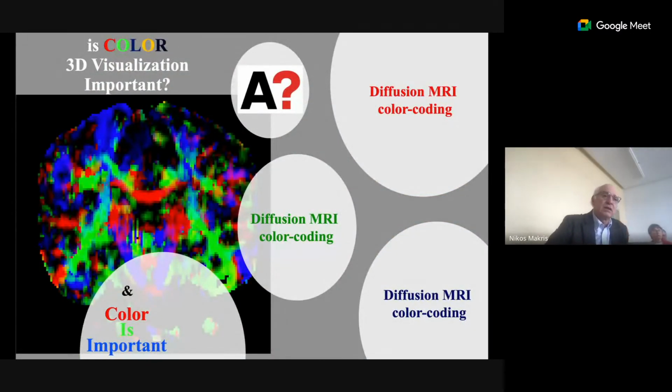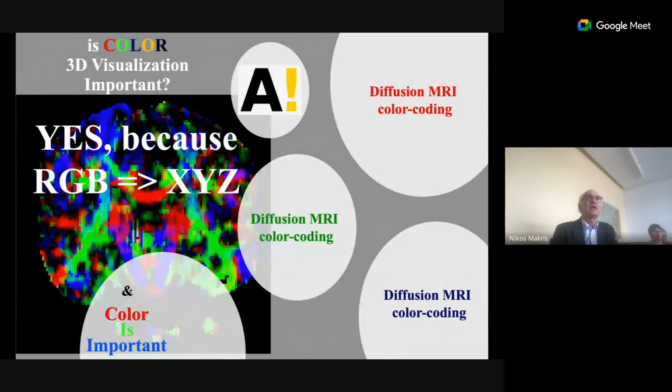In our field, in diffusion imaging, for example, color is also extremely important. And it's not just to make good pictures, it's because you have three dimensions and you have to color each one of the three dimensions.